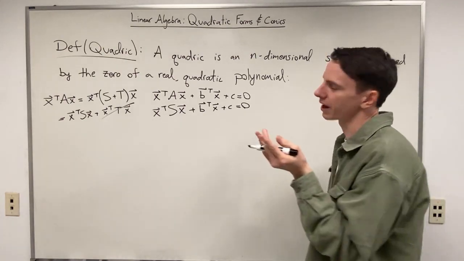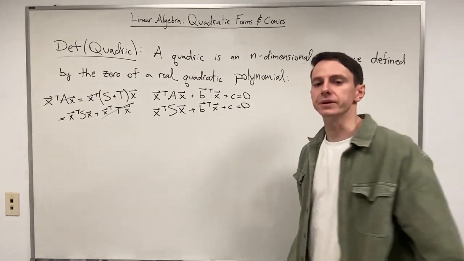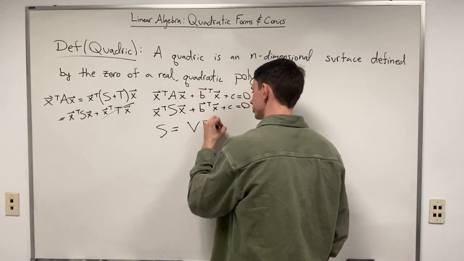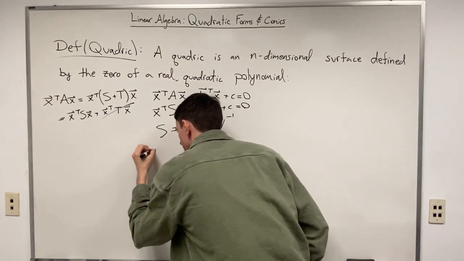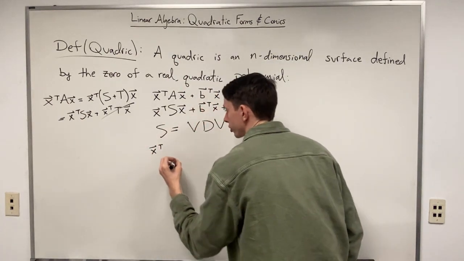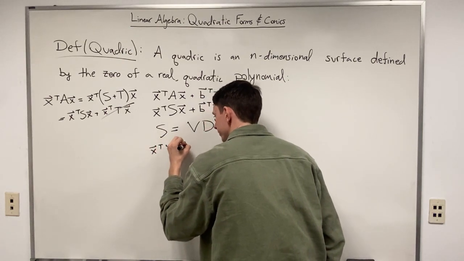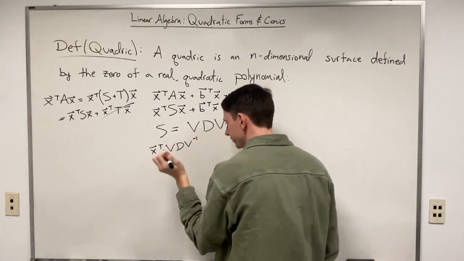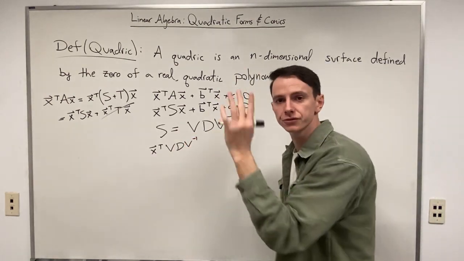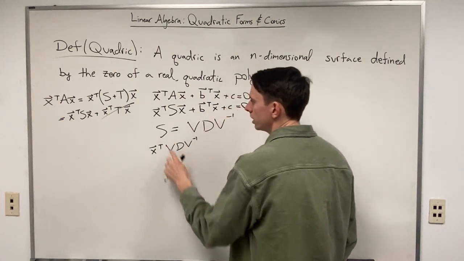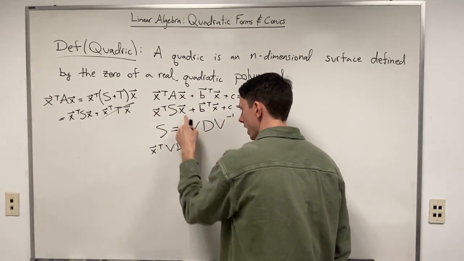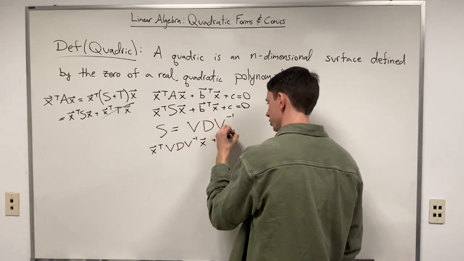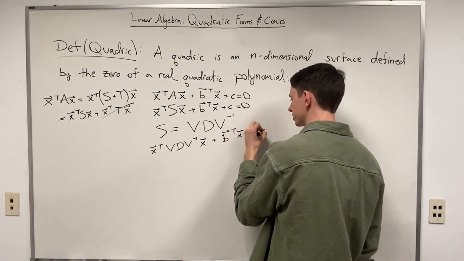So what can we do now? Well, we know that a real symmetric matrix can be diagonalized, so we can write S as V D V inverse. And then we just plug it in, right? So for our first term, we get x transpose V D V inverse. I could write V D V transpose because V is orthogonal, but I'll leave it as V inverse. So we have x transpose V D V inverse x plus everything else, so b transpose times x plus c gives me 0.